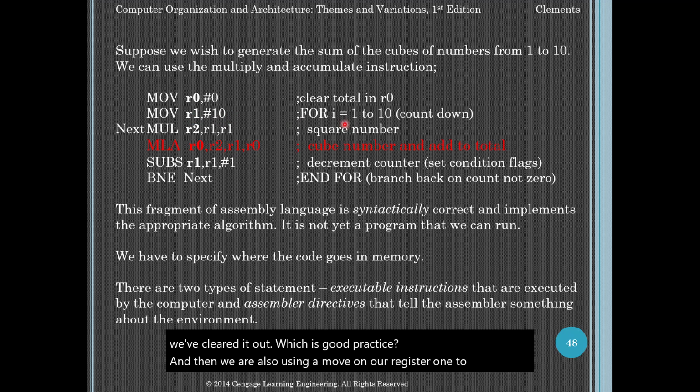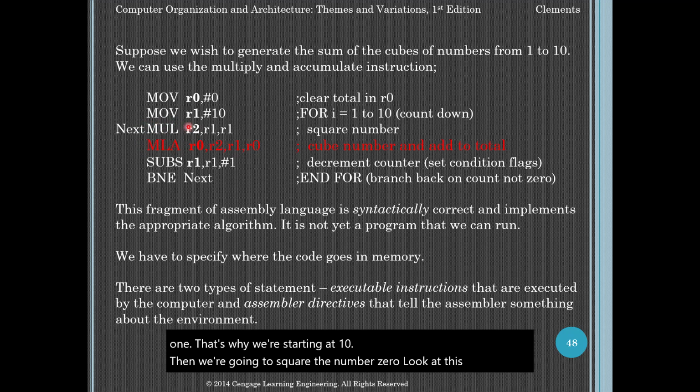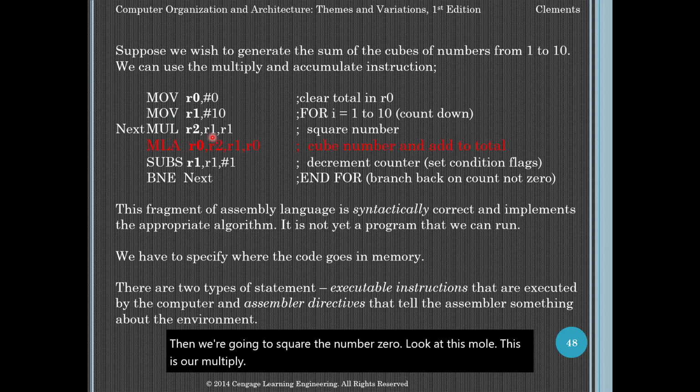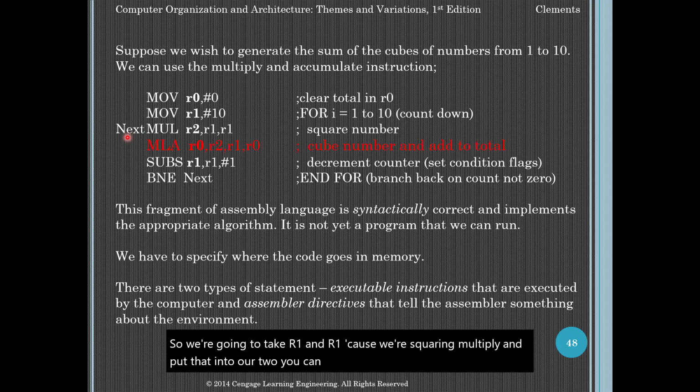Now we're creating a loop, and we want to start at 1 and go to 10. We're going to count down. We're going to start at 10 and go to 1. That's why we're starting at 10. Then we're going to square the number. So look at this MUL. This is our multiply. We're going to take R1 and R1, because we're squaring, multiply and put that into R2. You can see that this line has a label of next. We're also going to cube the number. So we can see that instruction here.